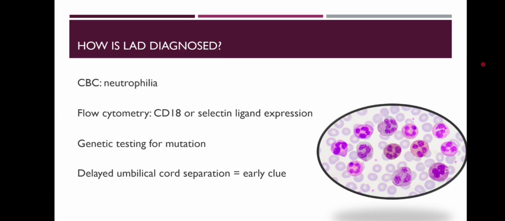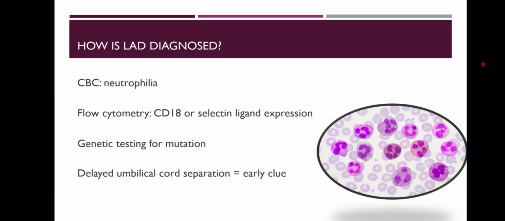Flow cytometry. Doctors do a special test called flow cytometry. This test checks if the sticky parts, adhesion molecules, in the white blood cells are missing or not working. For LAD type 1, they check for something called CD18. For LAD type 2, they check for other sticky parts called selectin ligands.